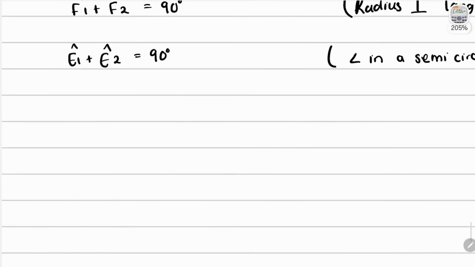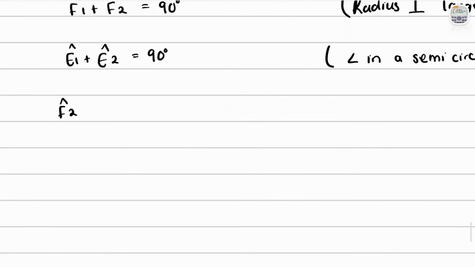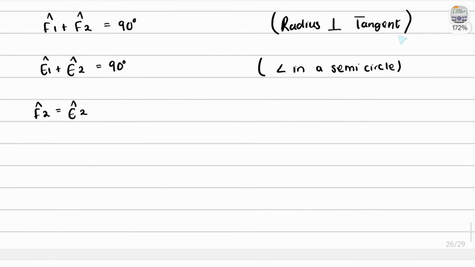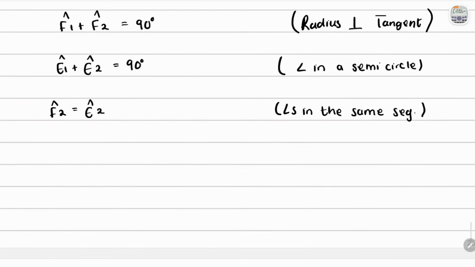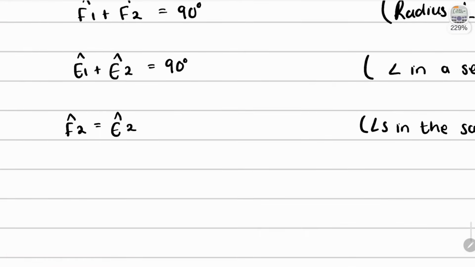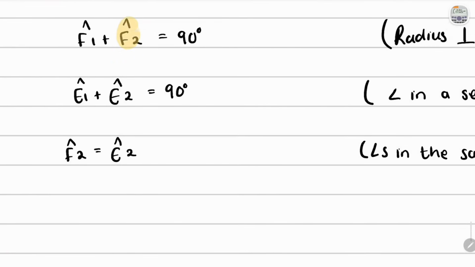So angle F2 is equal to angle E2 because of angles in the same segment. Okay, angles in the same segment are equal. And now since we've got one pair being equal to each other, that automatically proves that F1 is equal to E1 since they have to both add up to 90 degrees.